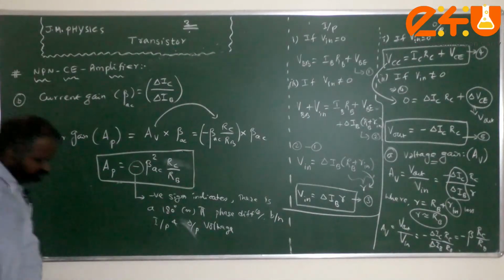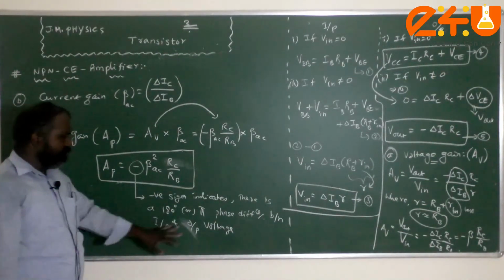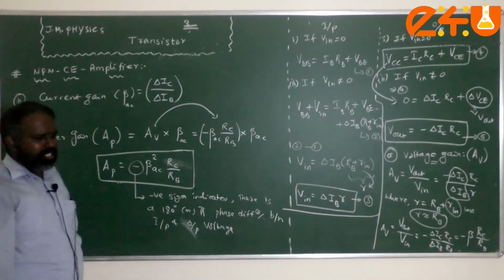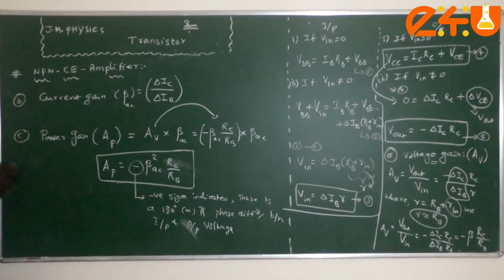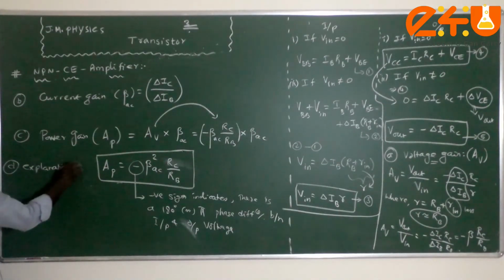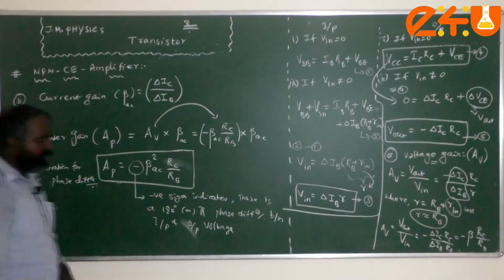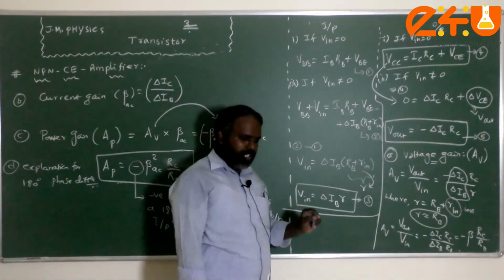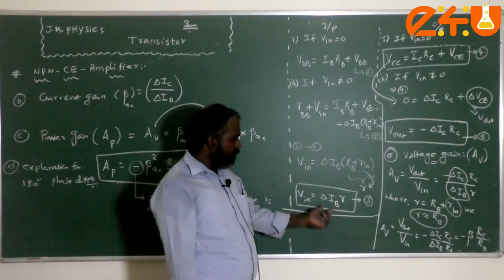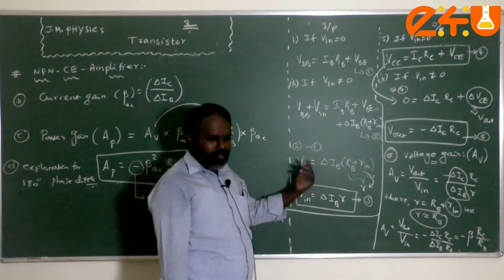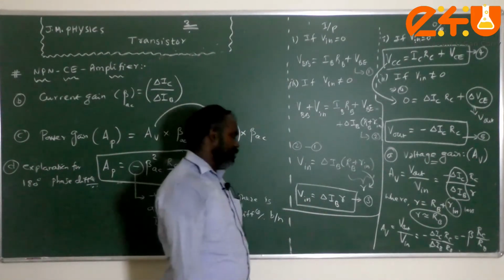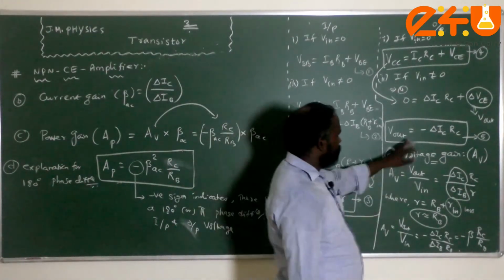Now please see how this 180-degree phase difference can be understood. The explanation for the 180-degree phase difference is very simple, children. You just take this input equation. When the input increases, the corresponding IB value also increases. Yes, obviously. But you just see this relation.